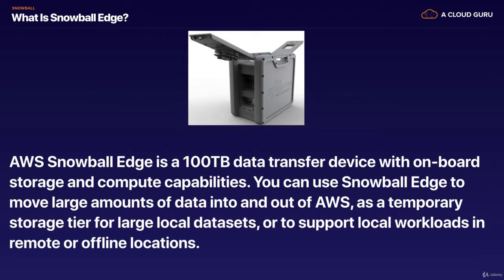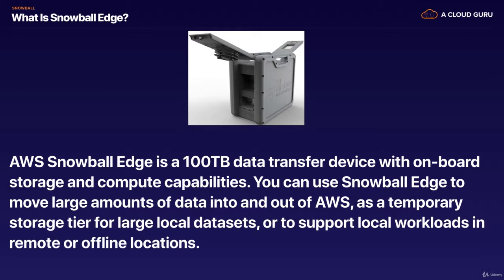We also have a Snowball Edge. Snowball Edge comes in 100 terabytes, and this is a device with onboard storage and compute capabilities. So you can actually run Lambda functions from Snowball Edge. We're going to cover what Lambda is later, but essentially this gives you compute and storage. You can use Snowball Edge to move large amounts of data in and out of AWS, as a temporary storage tier for large local data sets, or to support local workloads in remote or offline locations.